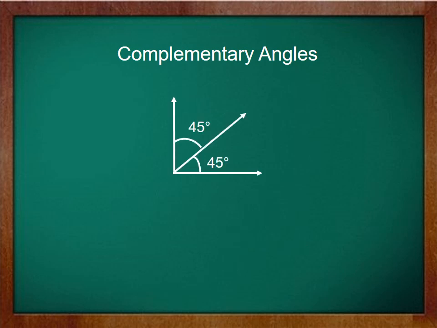Let's look at another example. In this figure, the two angles are each 45 degrees and their sum is equal to 90 degrees. Therefore, they are complementary to each other. Now let's do some exercises about complementary angles.